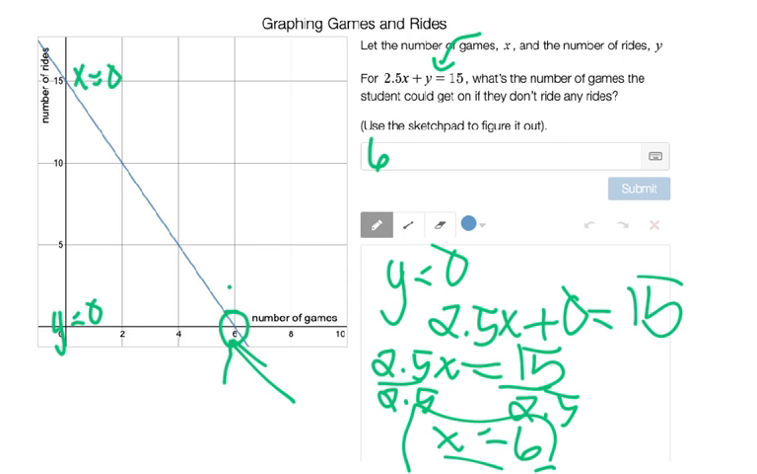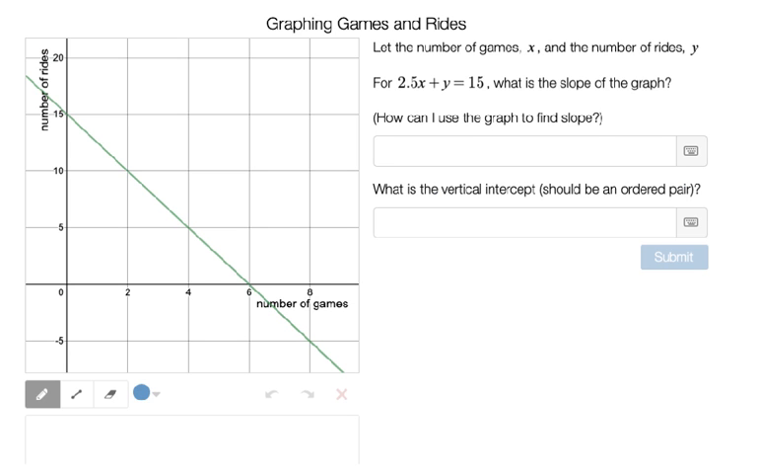Okay, so let's see what's on the next slide. We still have graphing games and rides. Notice we have the equation there, and it says we've got the same situation, 2.5x plus y is equal to 15. Now it is asking us to figure out the slope. In parentheses, it says, how can I use the graph to find the slope?